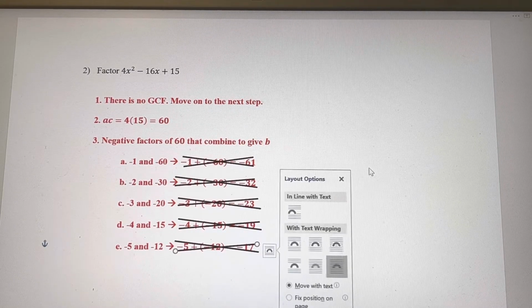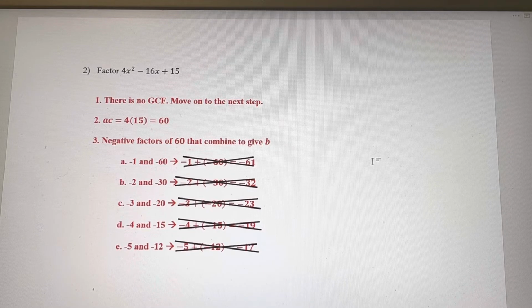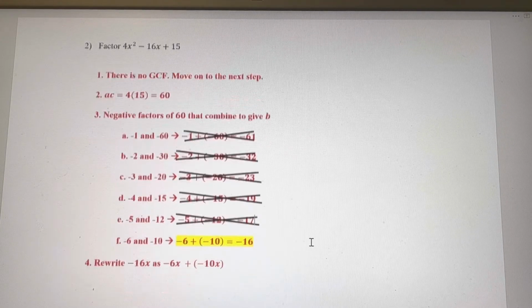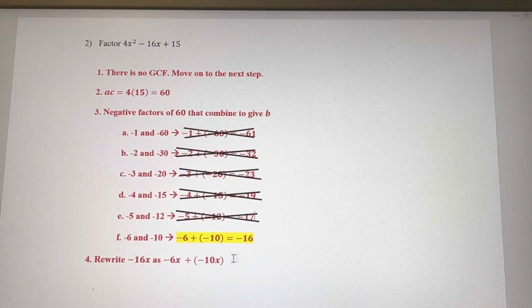There's only one more. So negative 6 and negative 10 combines to be negative 16. So we had to go through 6 different pairs of factors. That doesn't happen often, but with numbers like 60 that has so many factors, sometimes you might have to do that, all right? So we want to rewrite then negative 16x as negative 6x plus a negative 10x.